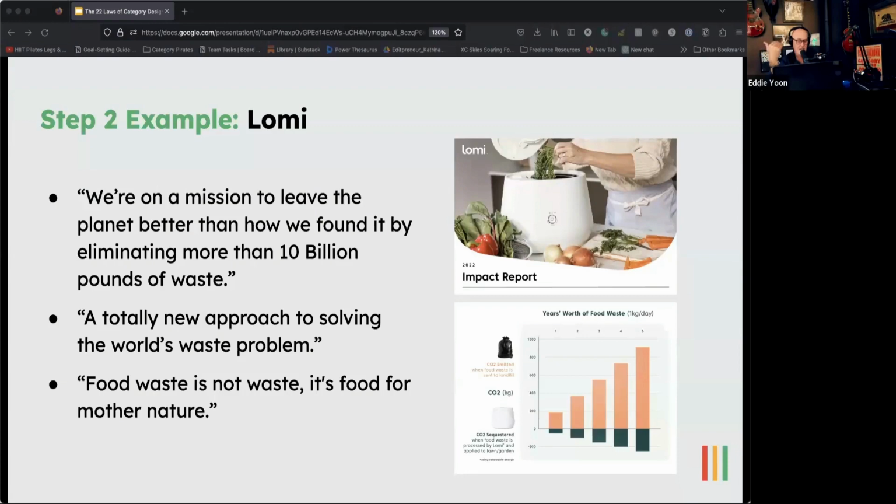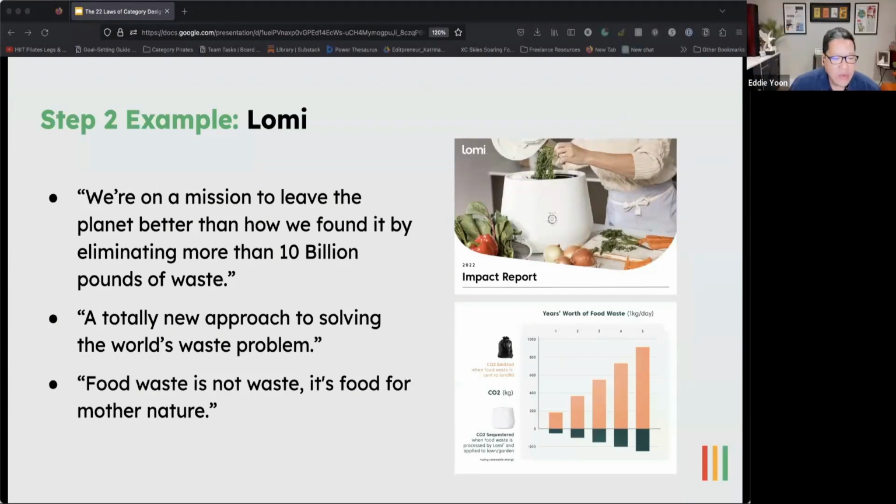Right. And so these guys literally saw something that the bulk of the world didn't see. Well, and it's what was so cool about, one of the things we talk about in Category Pirates, is falling in love with the problem.